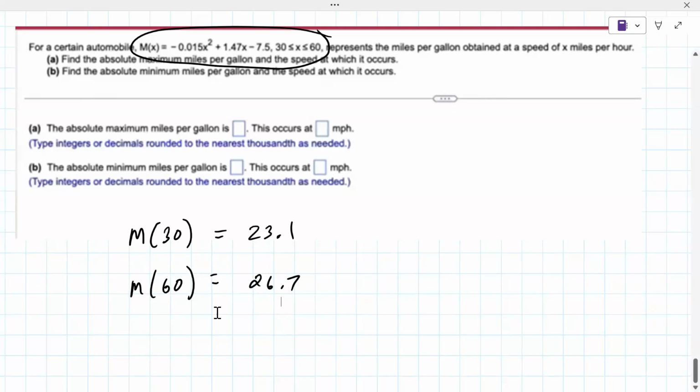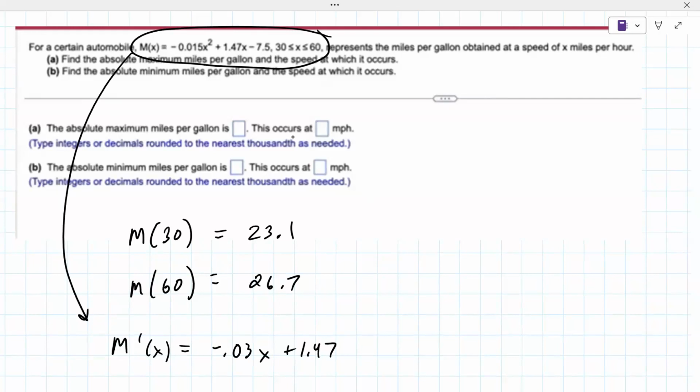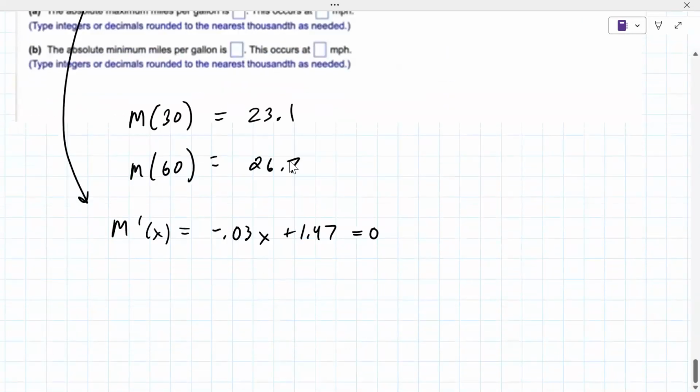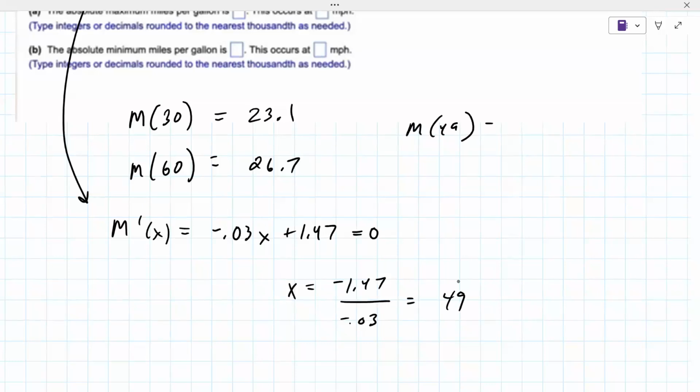Is there further work? Yeah, take a derivative. Oh, okay. These are very repetitive. Yes, the derivative seems like it's the same for each problem. All right, so this one you set equal to 0. It ends up being 1.47 over negative 0.03, which ends up being, sorry, 49. So you have to then find m of 49.